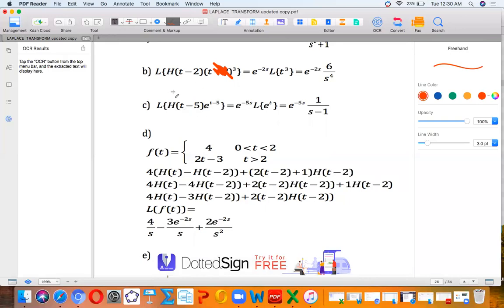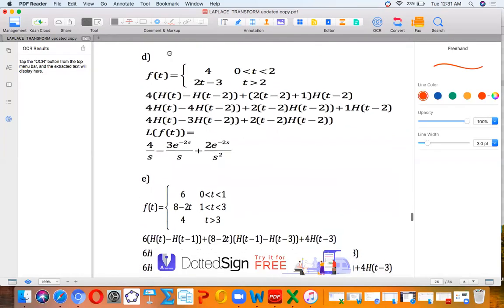We go on to the next one. Again, both of them, t's being subtracted by 5, so we know it's a second shift. The one with the h becomes e to the -5s. So c is basically 5. And again, if I take off this, the original is what? e to the t. So that's why I have e to the t here. And the transform of this is 1 over s minus 1.